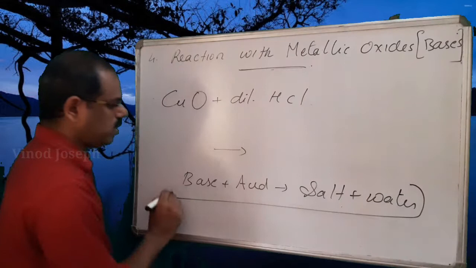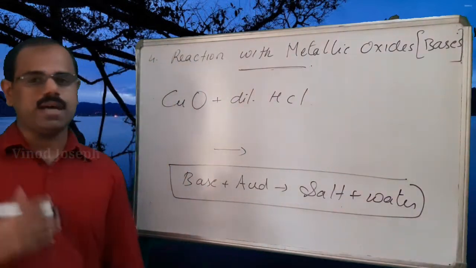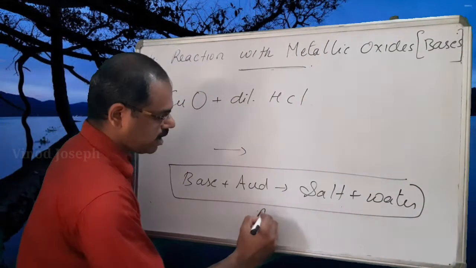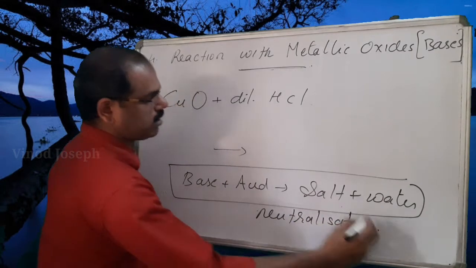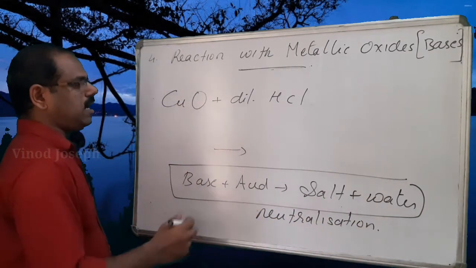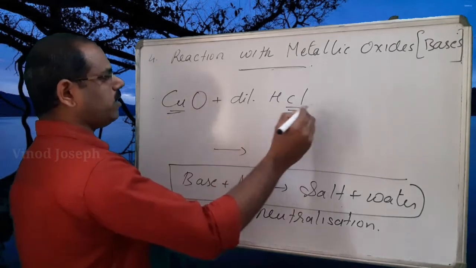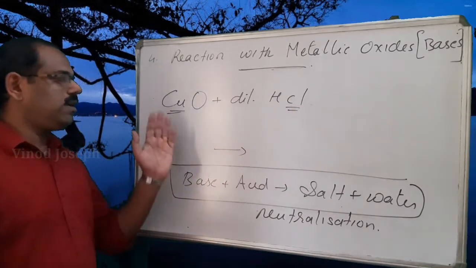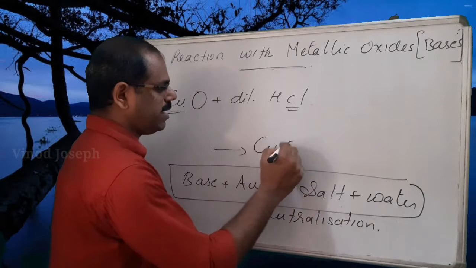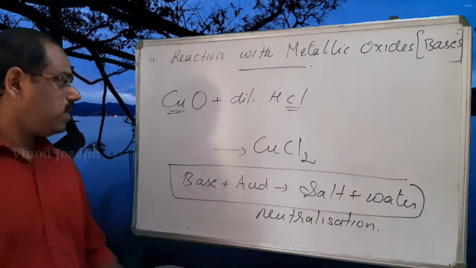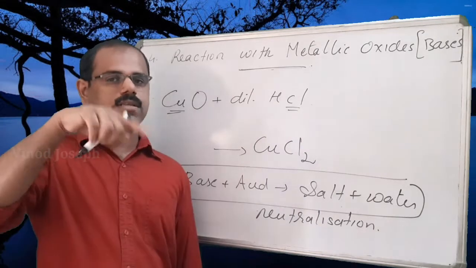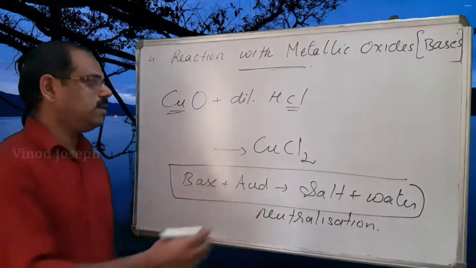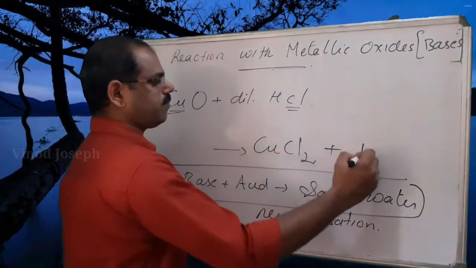Don't forget this one: a base reacting with acid gives salt and water. Such reactions are called neutralization reactions. So what salt do we get? The salt is the chloride of copper. Here, copper chloride, CuCl2, copper 2 chloride. The valence of copper is 2 plus, the valence of chlorine is -1. Just crisscross, and you will get CuCl2 plus water, H2O.